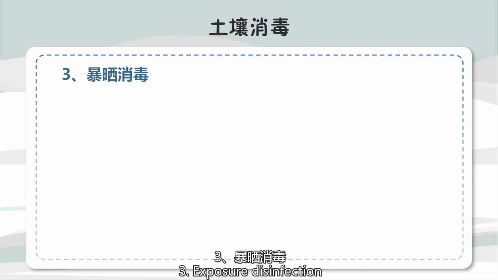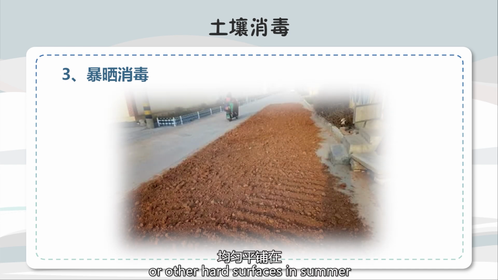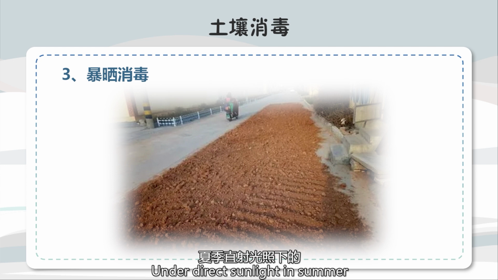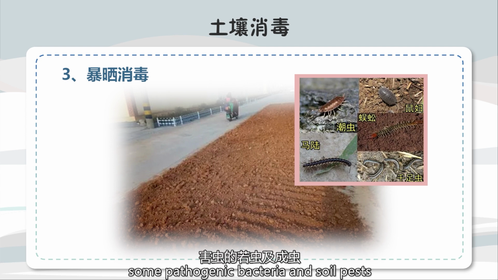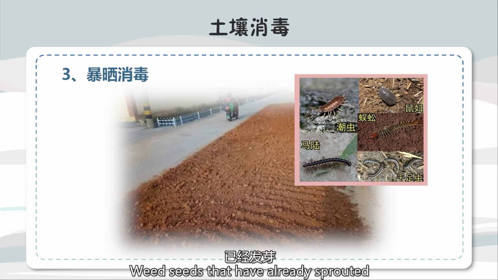3. Exposure disinfection. Spread the soil evenly on cement or other hard surfaces in summer and expose it to the sun until it dries completely. Under direct sunlight in summer, the temperature on hard surfaces can reach over 30 degrees, with a maximum of 75 degrees. Nymphs and adults of some pathogenic bacteria and soil pests, as well as juveniles of other animals, and weed seeds that have already sprouted or are about to sprout can also be killed.